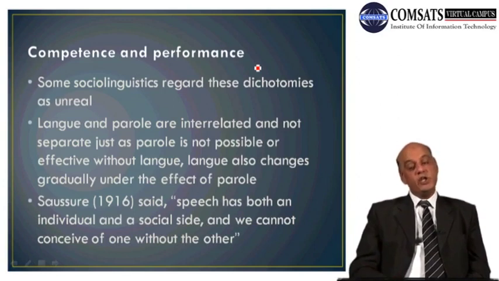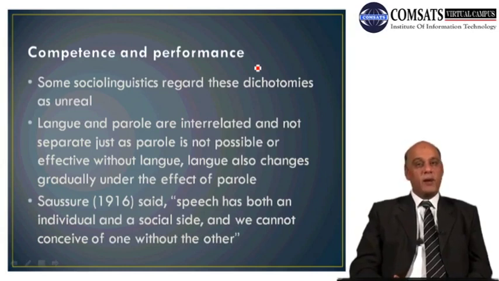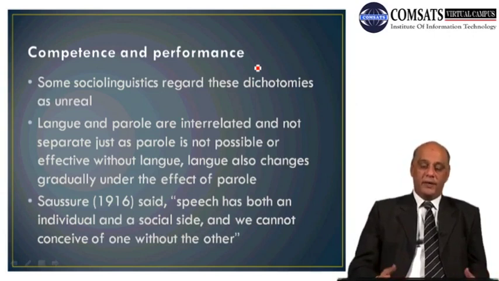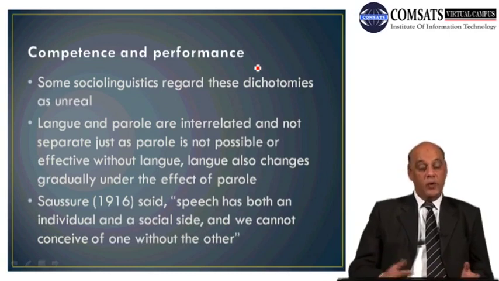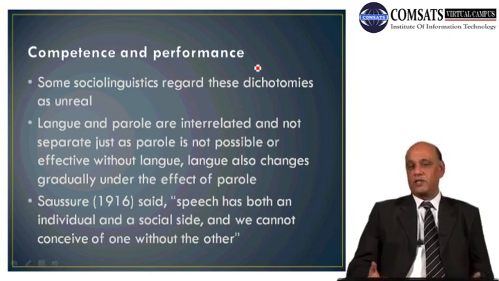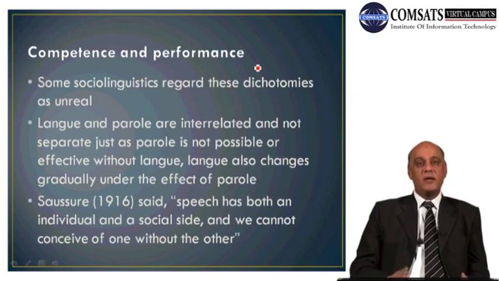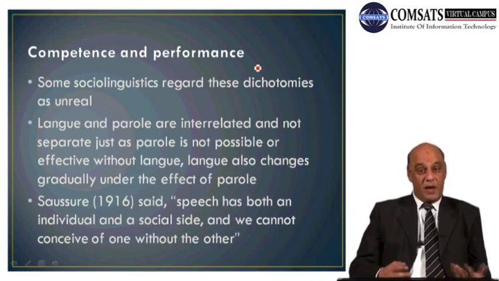Saussure said, speech has both an individual and a social side, and we cannot conceive of one without the other. Speech can only be judged if we look at both the aspects, individual and social, because speech is undergoing changes inside the mind and speech is undergoing changes outside the mind. So it has two aspects. Speech has two aspects, inner and outer, and we cannot give decisions about the change in language, we cannot analyze the language unless we look at the inner aspect and the outer aspect both.